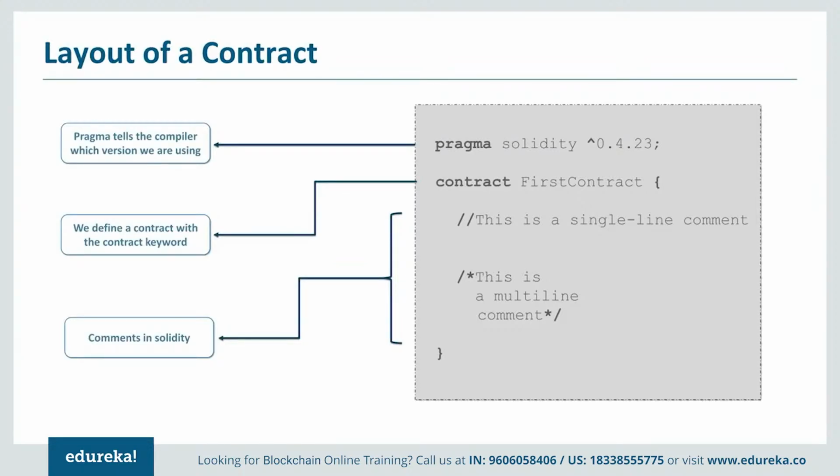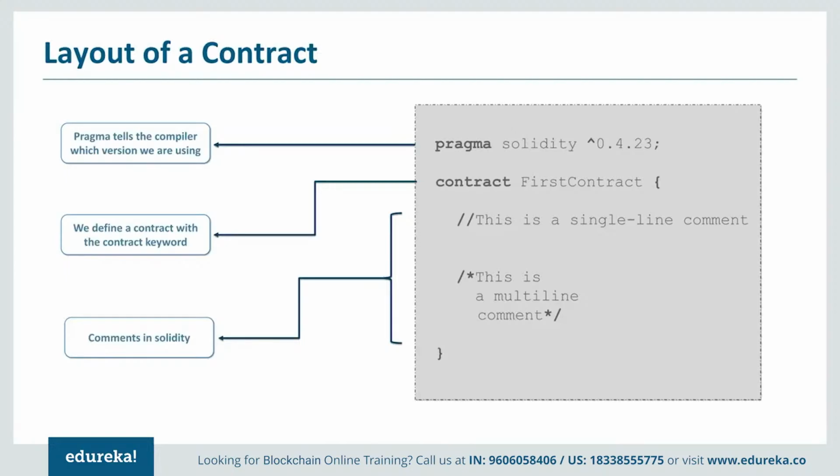We begin by specifying the compiler version, which is set by the pragma keyword. Then we start defining our contract, and this is simply done by giving the contract a name with the contract keyword. Next, I've shown you guys how you can write comments and multi-line comments. A well-commented piece of code is always appreciated because it is very well understood by others and it becomes really easy to work in an organization. So you should always be very specific about commenting your code.